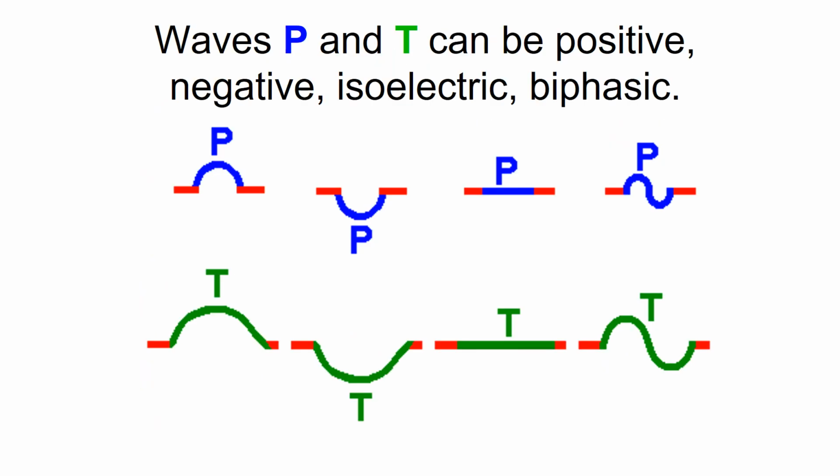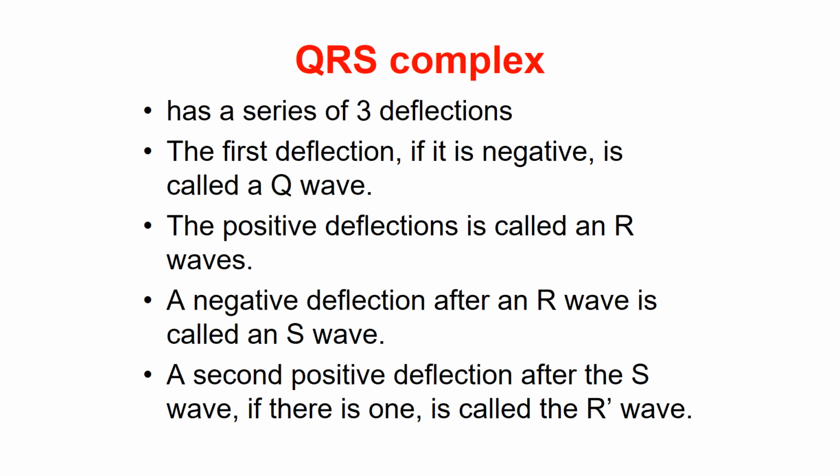Waves P and T can be positive, negative, isoelectric, or biphasic. The QRS complex has a series of three deflections. The first deflection, if it is negative, is called a Q wave. The positive deflection is called an R wave. A negative deflection after an R wave is called an S wave. A second positive deflection after the S wave, if there is one, is called the R' wave.